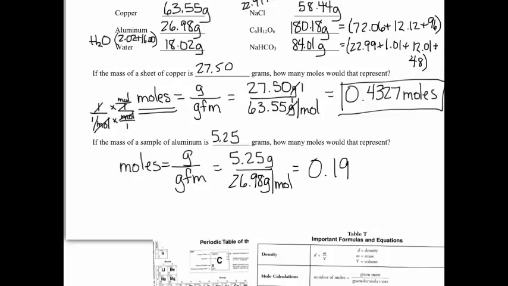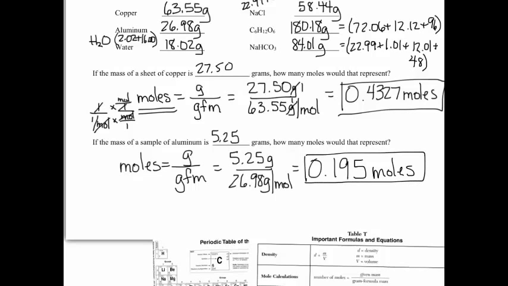I mentioned sig figs a few minutes ago. Essentially, when you look at your numbers, you're going to use the least number of numbers. So this has 3 numbers in it, this has 4 numbers in it, so our answer is going to have 3 numbers. So when I round, you're going to end up with 0.195 moles. Sig figs are a bit more complicated than I just explained, but that'll work for now.